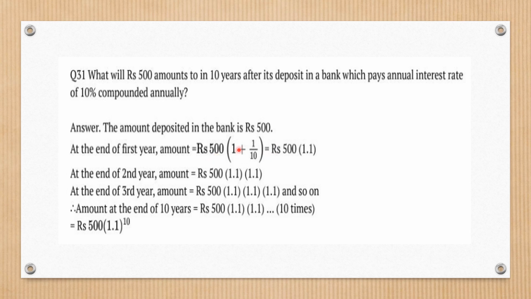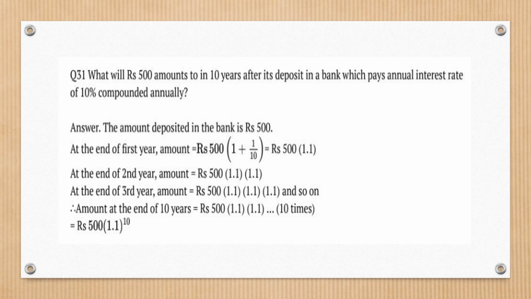So by solving, it becomes 500 into 1.1. At the end of second year, you know this will be square, so it will be 500 into 1.1 into 1.1. Similarly, at the end of third year, it will be 500 into 1.1 multiplied 3 times, and so on. So what does it mean? After 10 years, it will be 500 into 1.1 multiplied 10 times. So I can write it as 500 into 1.1 raised to power 10. Either you can solve it with log, or if you leave it like this also, that will be okay.